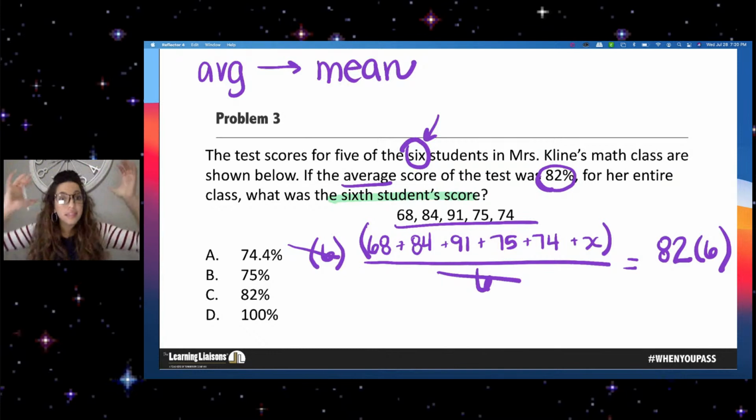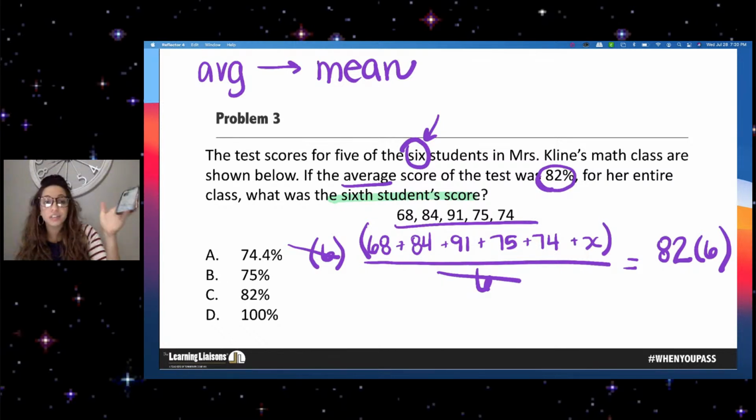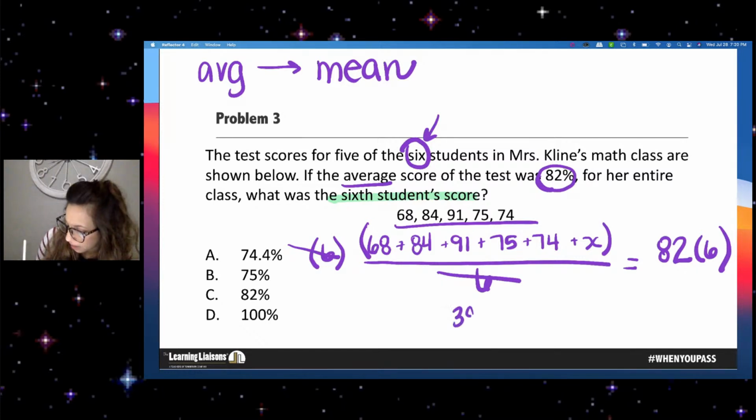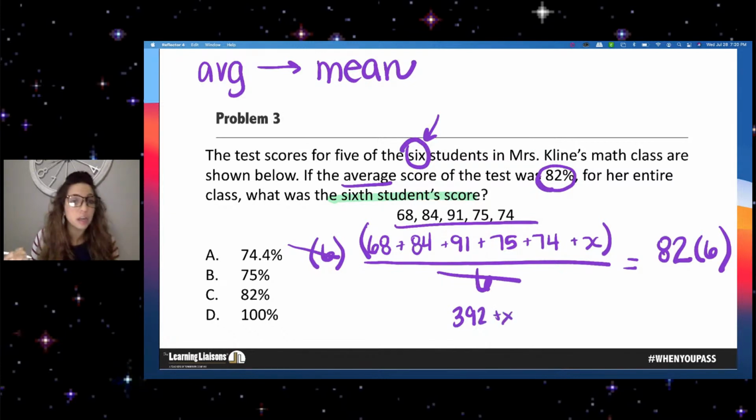Now I'm left with that numerator. Now, some of you are going to be allowed a calculator on your test. Some of you are not going to be allowed a calculator on your test. I'm going to go ahead and just add everything up in my calculator because I don't want to make a silly error. So 68 plus 84 plus 91 plus 75 plus 74. That equals 392 plus X. And my numerator was unlocked from numerator jail. And that all equals 82 times 6.